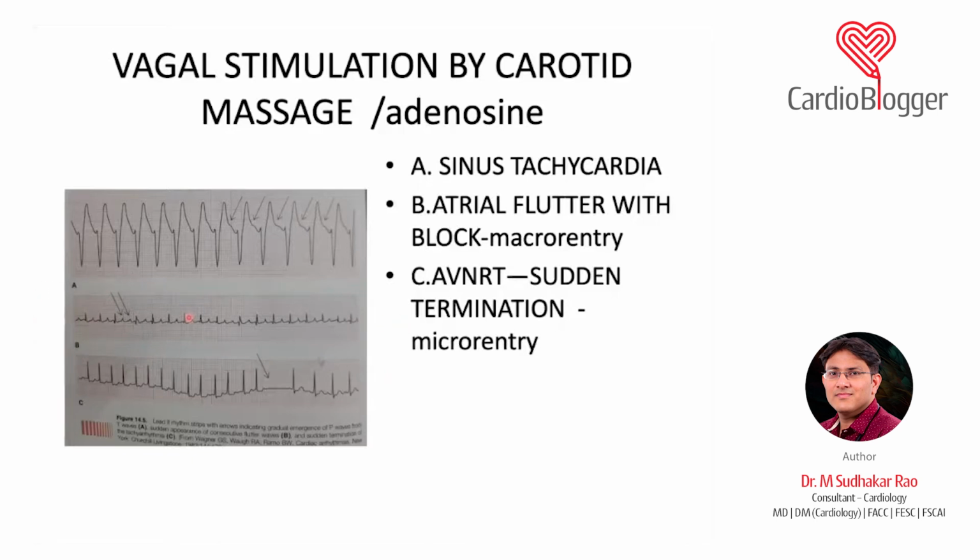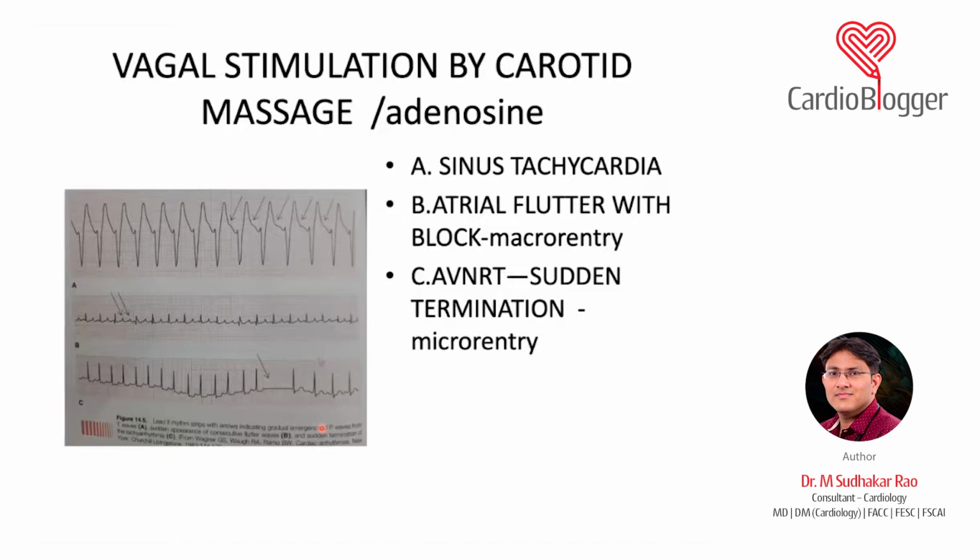Third is AVNRT. In a patient with AVNRT, 95% of the time, the carotid massage or adenosine will cause suppression of the AV node, and that is why it terminates the arrhythmia. So you can see this is a narrow QRS tachycardia, mostly an atypical AVNRT, and here you have given a carotid massage, and that is how it has terminated with a P wave. So that is why it is very important.